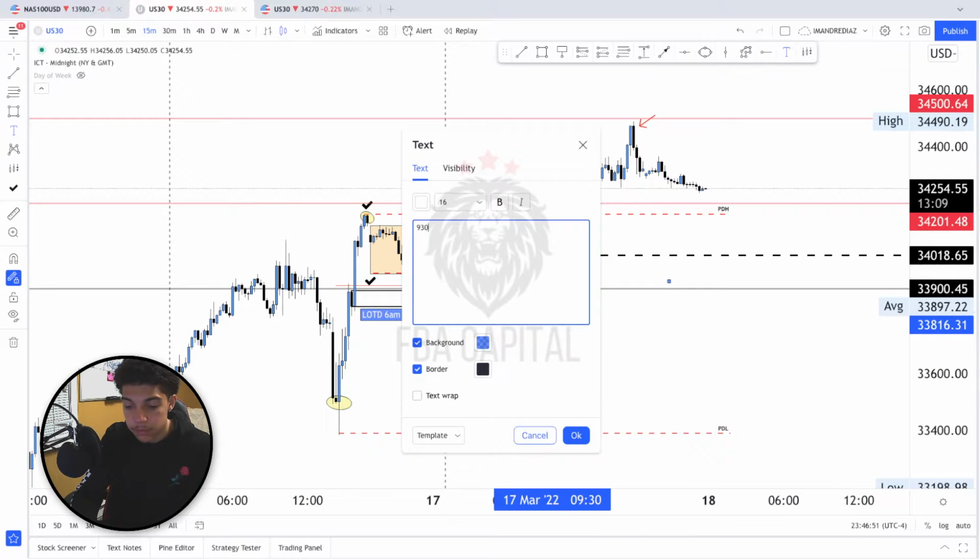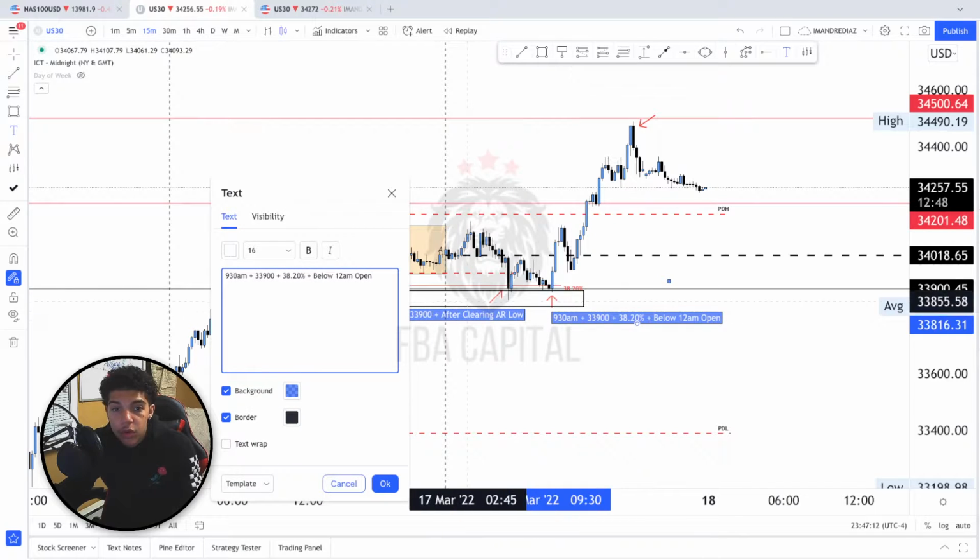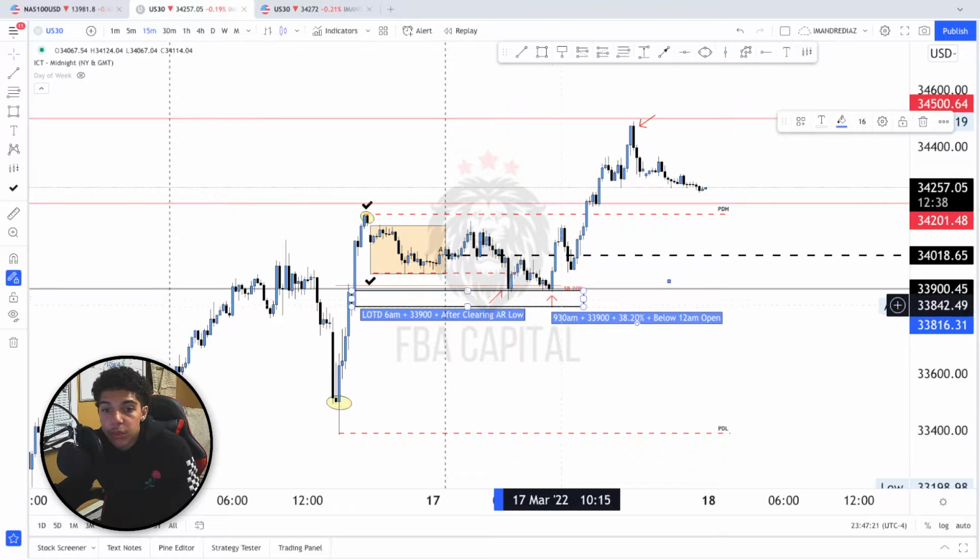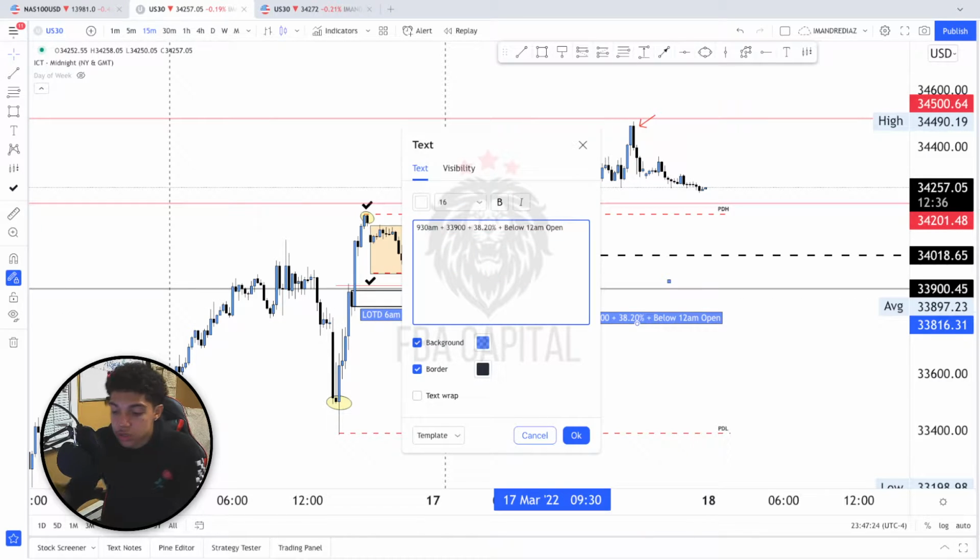So at 9:30 a.m., we were at 33,900. We had a retracement into the 38.20% level of the fib long. Plus, we had what? We were below the 12 a.m. open, which is a bullish sign. And then the last confirmation is we had what? Overall, we had the 9:30, 33,900 big figure level, 38.20% fib long, below the 12 a.m. open. And then from here, we had that 15-minute bullish order block that I was just talking about.